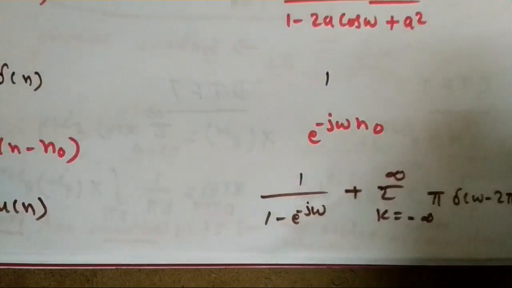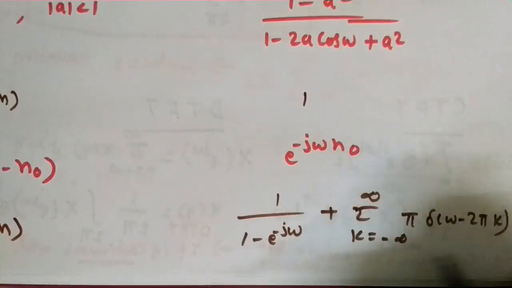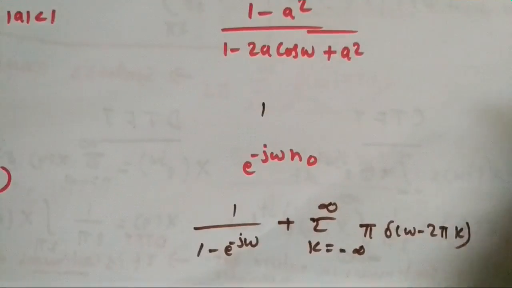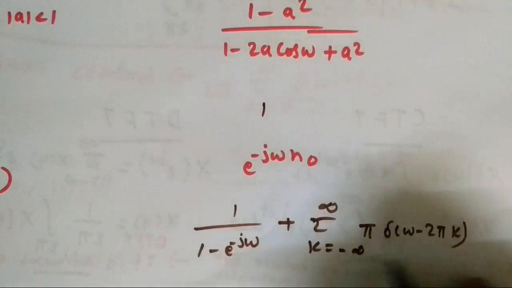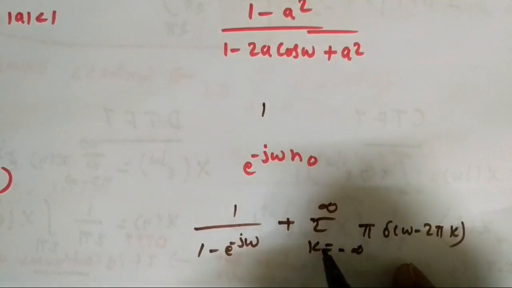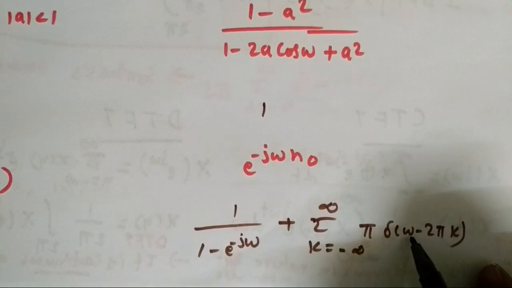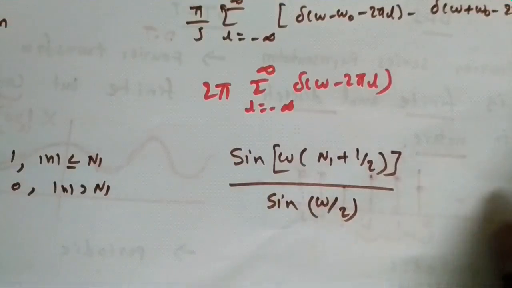So that's why it becomes 1 by 1 minus e^(-jω) plus π δ(ω) times X(e^(j0)). Anyway, e^(j0) means 1 only. So π times, but this should be periodic. That's why the sum over k from minus infinity to infinity of δ(ω minus 2πk). Okay, that is about the unit step sequence.